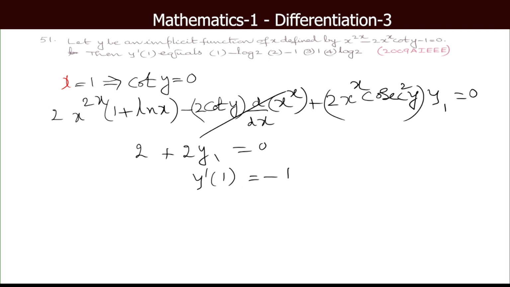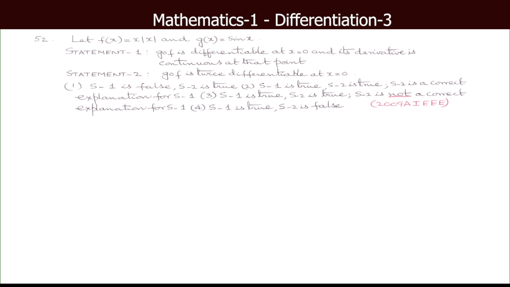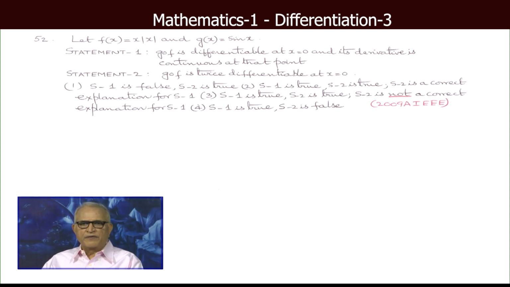Follow? So, that is of course, the implicit differentiation. Next, let f x equal to x mod x and g x equal to sin x. Statement 1. The composite function g circle f is differentiable at x equal to 0 and its derivative is continuous at that point. Statement 2. g circle f is twice differentiable at x equal to 0.